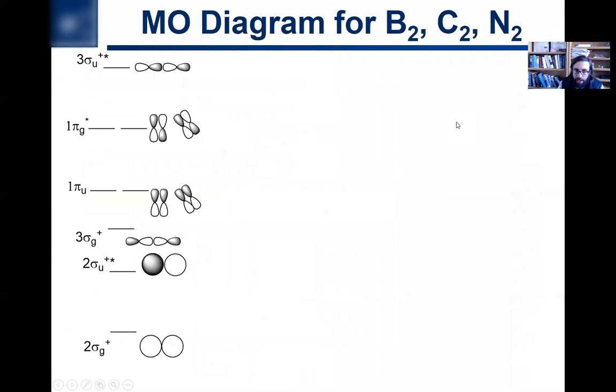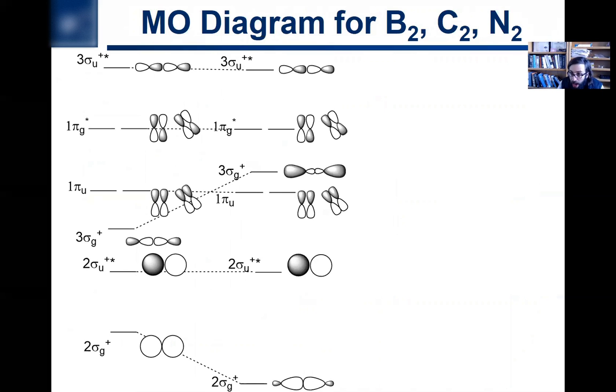Okay, that's why you have more mixing for boron, carbon, and nitrogen. They're closer together in energy. MOs are closer together in energy because their AOs, their atomic orbitals, from which they came are closer together in energy. More mixing, enough mixing to switch the ordering of the molecular orbitals.